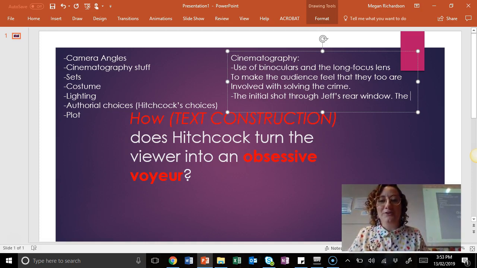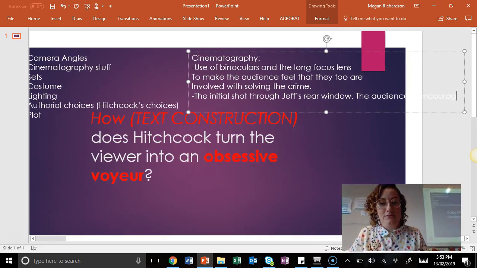The initial shot through Jeff's rear window, the audience is encouraged.